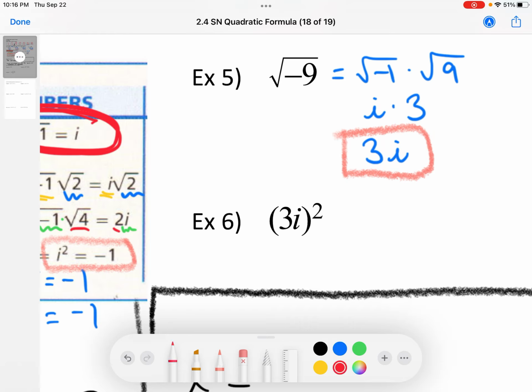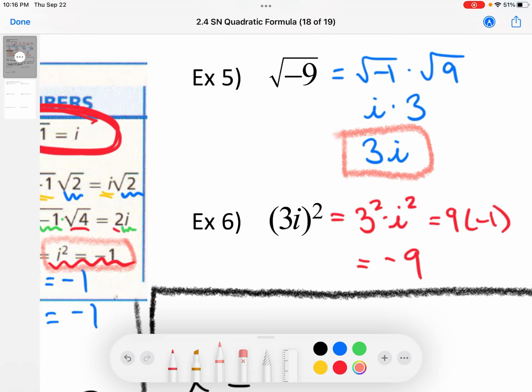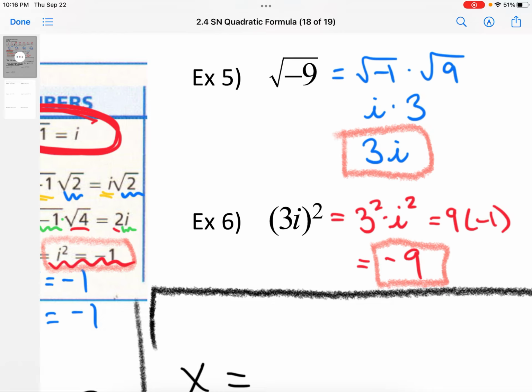So let's look at example 6. 3i squared. When we square something, we're squaring the 3, we're squaring the i. That's a multiply, so we really do just square both of those. 3 squared is 9. i squared from over here is -1. Okay, so this equals -9. 3i in parentheses squared is equal to -9. Okay, i squared converts to -1.